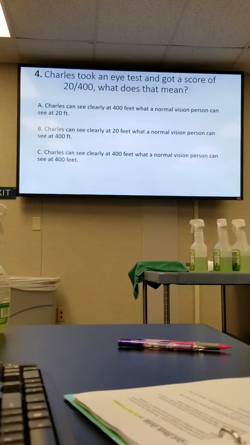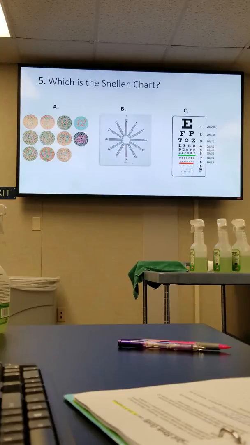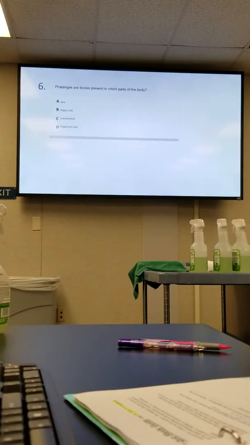Okay, when you do the eye chart, what does that mean? If you see it at 400 and I see it at 20, what does it mean? What's your vision? All right, make sure you understand that. The eye chart. The chart C over there, that's the Snellen chart. B stands for what? Astigmatism, right? And then the A is color blindness. You need to make sure you know what those charts do and what they are.